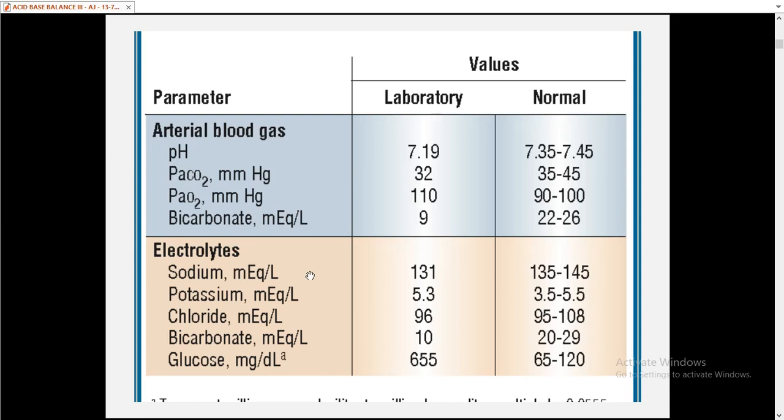Her electrolytes show a sodium of 131 milliequivalents per liter, potassium of 5.3 milliequivalents per liter, chloride of 96 milliequivalents per liter, bicarbonate 10 milliequivalents per liter, and a glucose level of 655 milligrams per dl. So, from these values, you can easily identify the acid base disturbance of this patient by the end of the lecture.